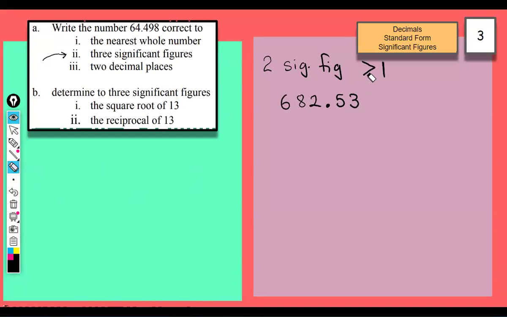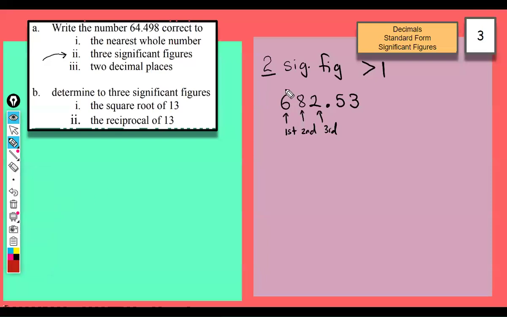When a number is greater than 1, and this number clearly is greater than 1, it is 682. For significant figures, you start to count from the very first number. So this is the first significant figure, this one is the second, this one is the third, and of course this will be the fourth, and this will be the fifth. How many significant figures do we want in this made-up question? I just made this one up on the spot. We only want 2 significant figures.